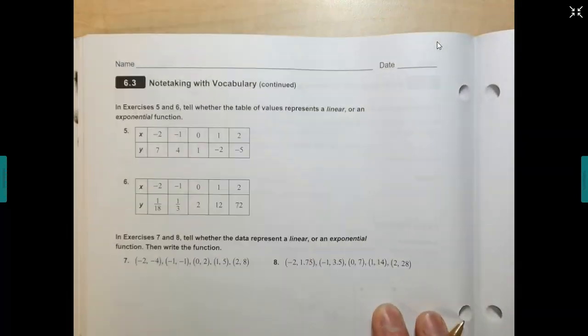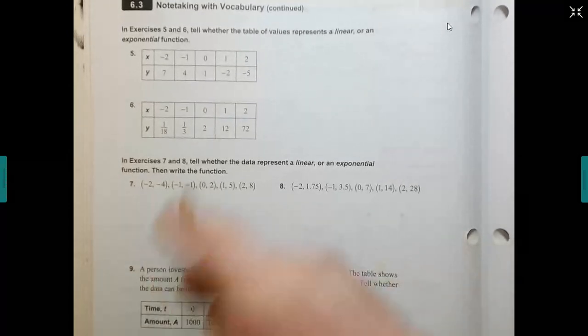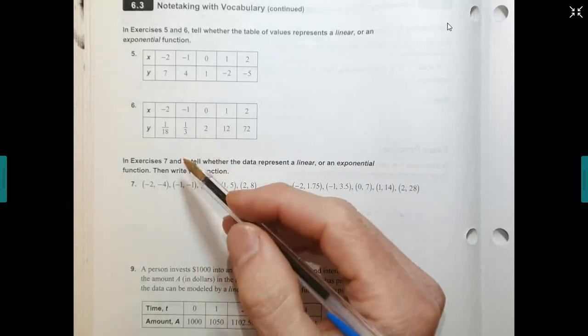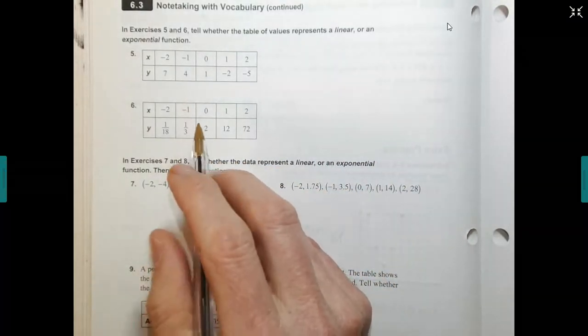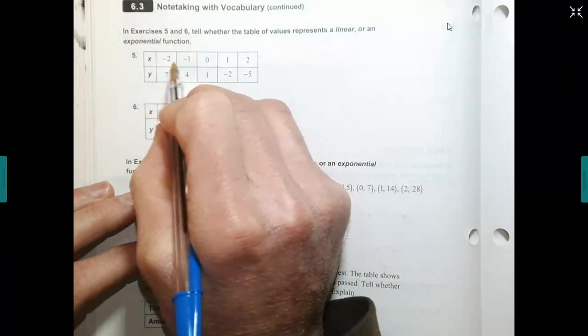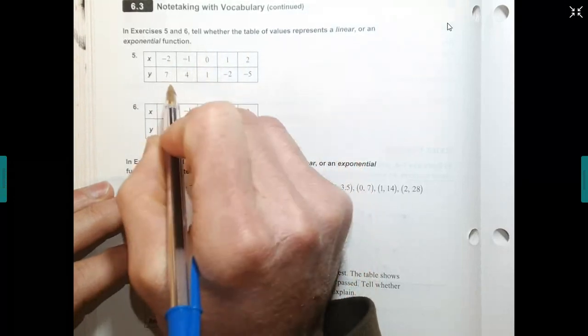Moving on to number 5. Tell whether the table values represent a linear or exponential function. So here's an interesting thing. Well, actually, I'll show you that in a bit. Let's look at the rate of change. First of all, these are constant. -1, -1, -1, -1. Great, check.